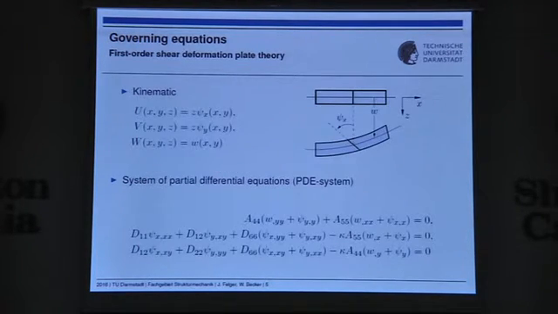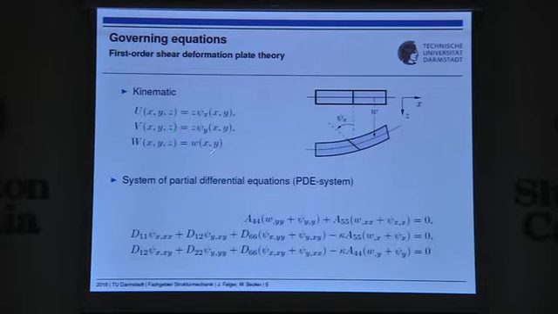So let's start with the basic equations of the first order shear deformation plate theory. In this theory, normals to the midplane remain straight, but not necessarily perpendicular to the mid-surface. The displacements can be written here in this form with inclination angles psi x and psi y.